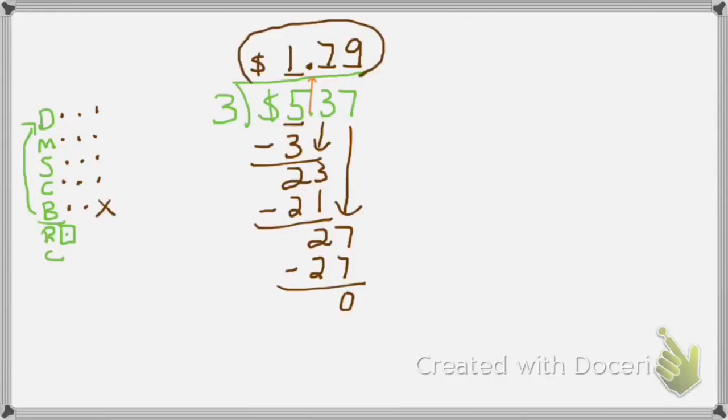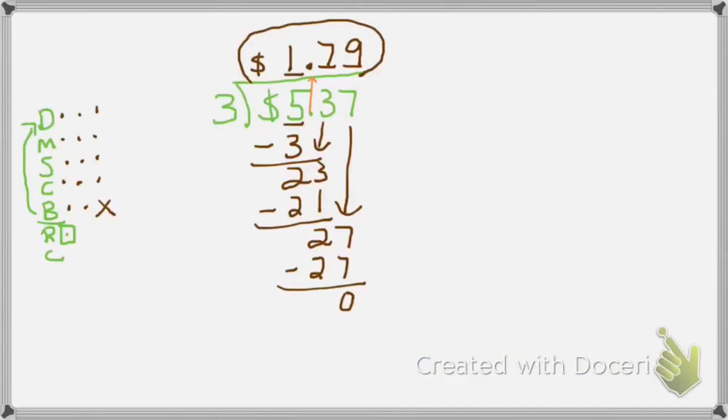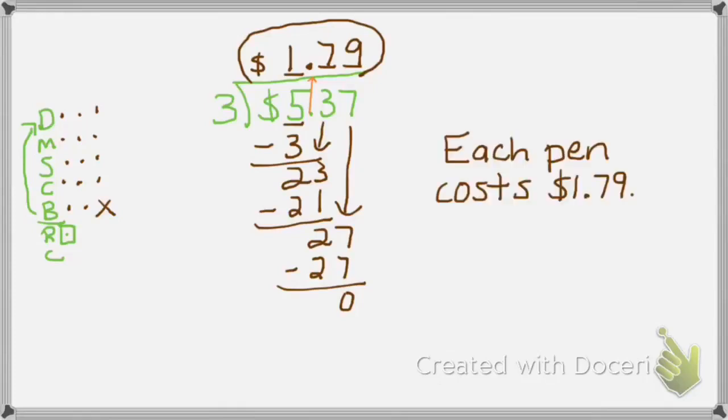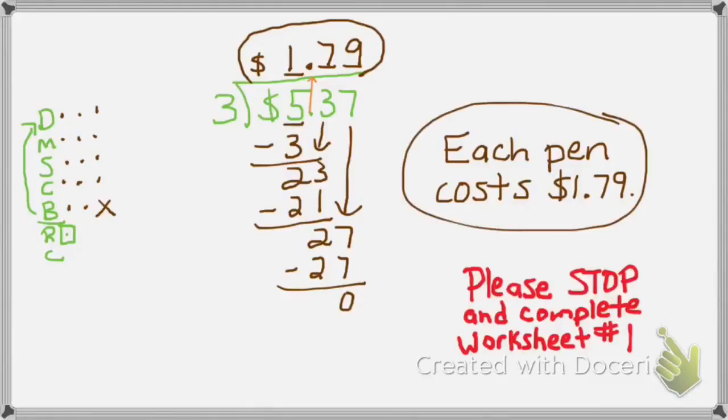So my answer is $1.79, but this is a word problem, so I need to go back to my original problem and see what my sentence will be. My question says, how much did each pen cost? So my final answer sentence will be, each pen cost $1.79, and that's my final answer. Please stop the video and complete worksheet number 1 right now.